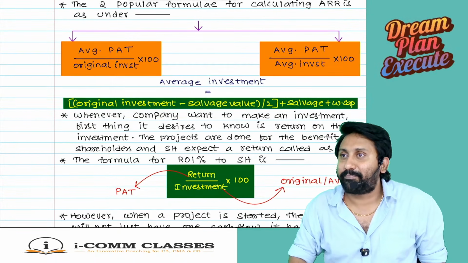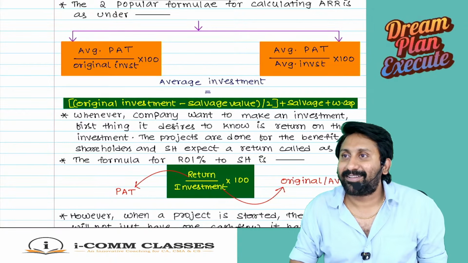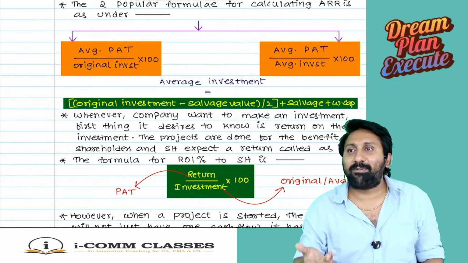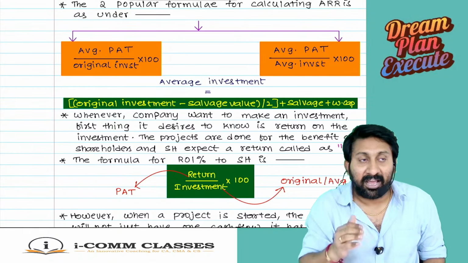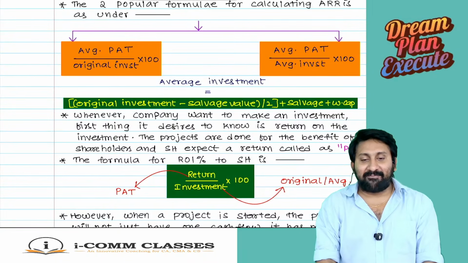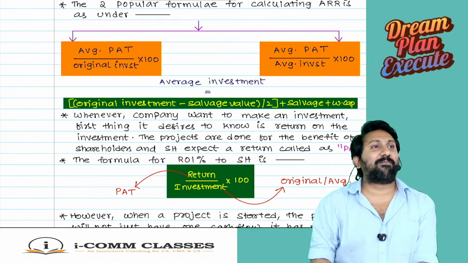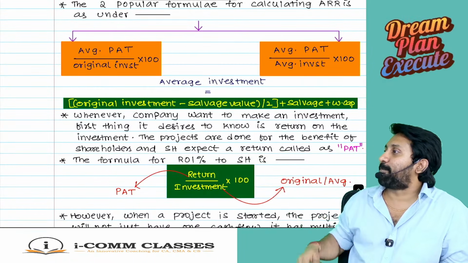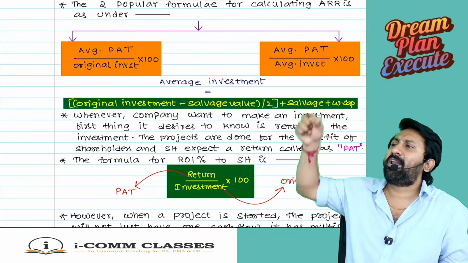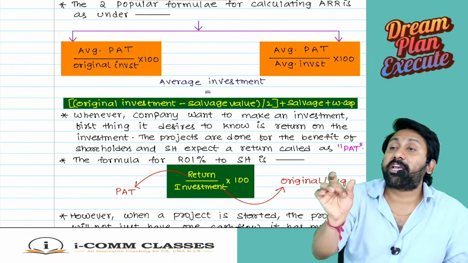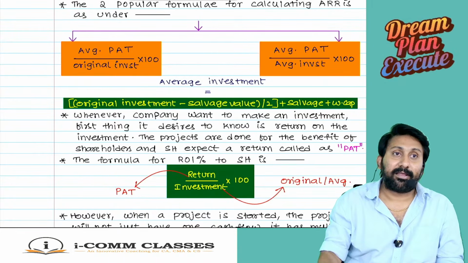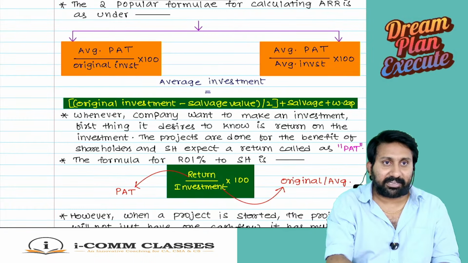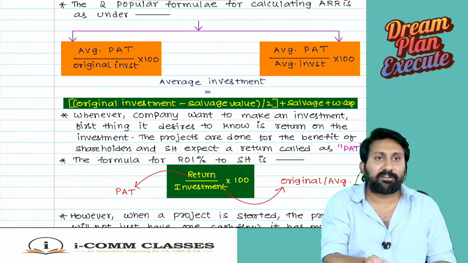What is the formula for return on investment? Profit divided by investment. Equity shareholders wanted a return, called what? Dividend, which will be paid out of profit. So in the numerator, profit is there, divided by investment. That means this is the return on investment formula.